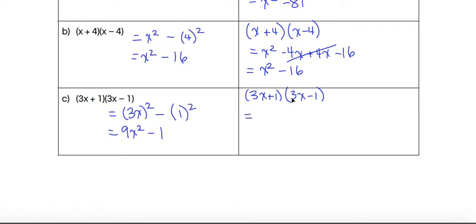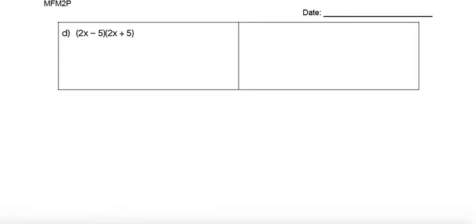So 3x times 3x is 9x squared. Outside terms, 3x times negative 1 is negative 3x. Inside terms, 1 times 3x is positive 3x. And last terms, 1 times negative 1 is negative 1. Our middle terms will cancel each other out. Negative 3x plus 3x is 0. So we're left with 9x squared, take away 1. So same answer, different method. And one last example.